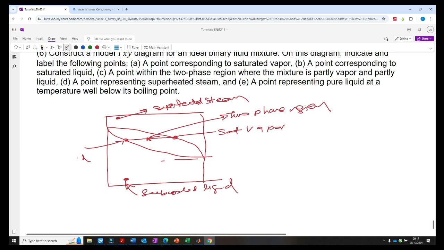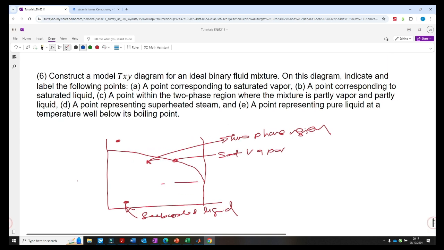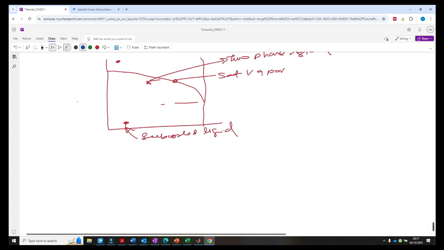Okay, construct a model TXY diagram. This time follow the blue color pen. Construct a model TXY diagram for an ideal binary fluid mixture and label the following points: saturated vapor, saturated liquid, two-phase region, a point representing superheated steam, and pure liquid at a temperature well below the boiling point of the more volatile component. So we know how the TXY diagram works.